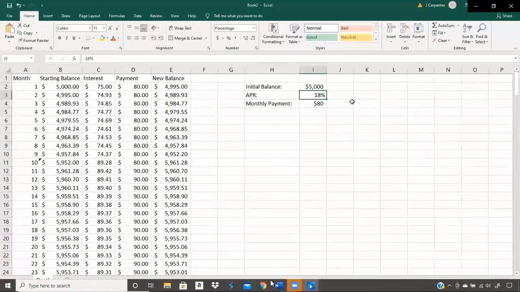Now, the one thing that you do need for this is the monthly payment calculation. So let's say you're going to buy a $200,000 home.